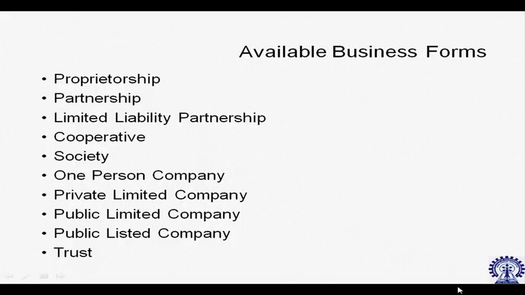Now, the next one is limited liability partnership. This is a new and simplified business form, which stands in between the partnership and a company. So, what we find in this business form is that some characteristics of partnership are there, and some characteristics of companies are there. Now, what is the characteristic of partnership? It is simple to form this business organization, because those people who want to carry out the business through this form have to enter into an agreement.